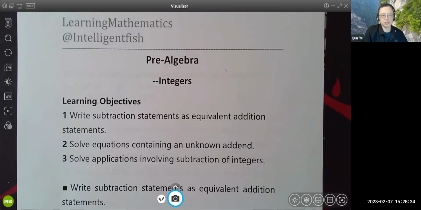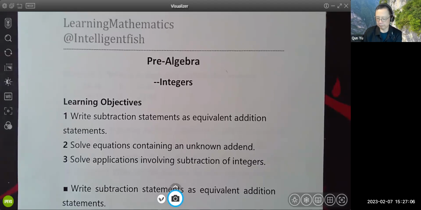Now, in this video, we have three objectives. First, we want to learn how to write subtraction as an addition. The second one, we want to solve an equation that has an unknown addend in it. In solving this equation, we are going to perform integer subtractions. Number three, we are going to solve some application problems involving subtraction of integers. So let's do it one by one.